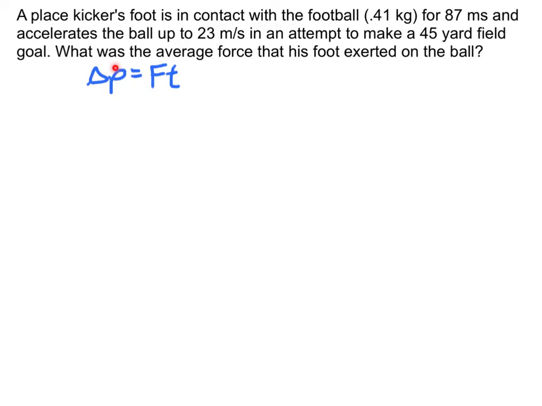Place kicker's foot kicks a football and is in contact with this 0.41 kilogram football for 87 milliseconds. I'm going to start using now, whenever I see milli, I'm slapping on a times 10 to the negative 3, and I'm just going to let the calculator work it out from there. I don't have to spend any extra mental energy. Milli means times 10 to the negative 3. Accelerates the ball up to 23 meters per second in an attempt to make a 45-yard field goal. That is extraneous. We don't even need to know about that. What is the average force that his foot exerts on the ball?